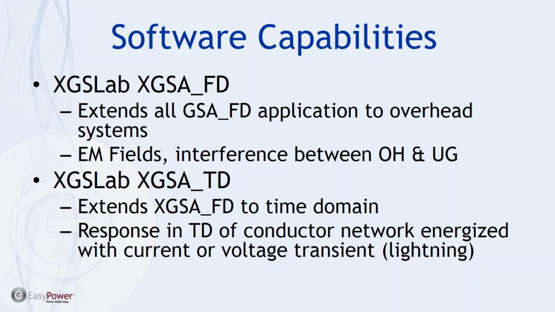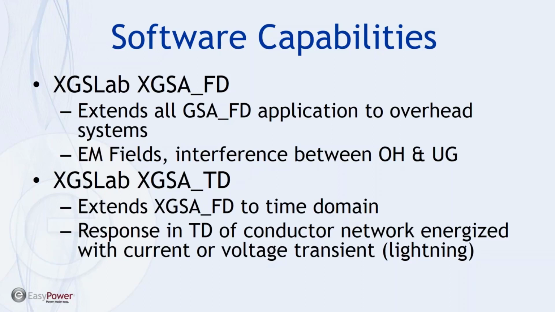And then finally, the next step, the top of the line, which you only need to use sometimes, is the XGSA TD. And this is just taking everything that's developed in every single other module into the time domain. The useful application of this is to look at the response in the time domain of your conductor network when it's energized with a current or a voltage transient. Usually this is most associated with lightning.